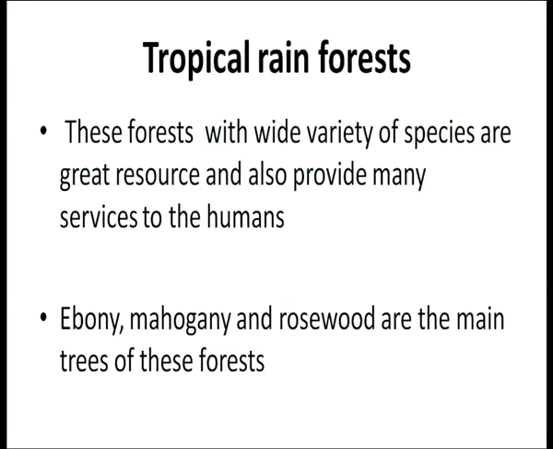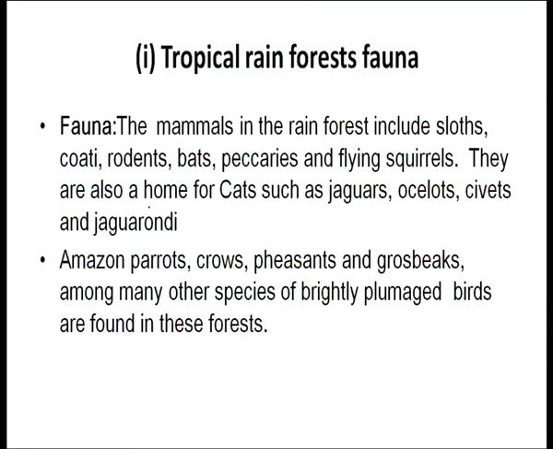These forests have a wide variety of species and are a great resource, and also provide many other services to mankind. Ebony, mahogany and rosewood are the main trees found in these forests. The mammals in these rainforests include sloth, coati, rodent, bat, peccaries and flying squirrels. They are also the home for cats such as jaguar, ocelot, civets and jaguarundi.